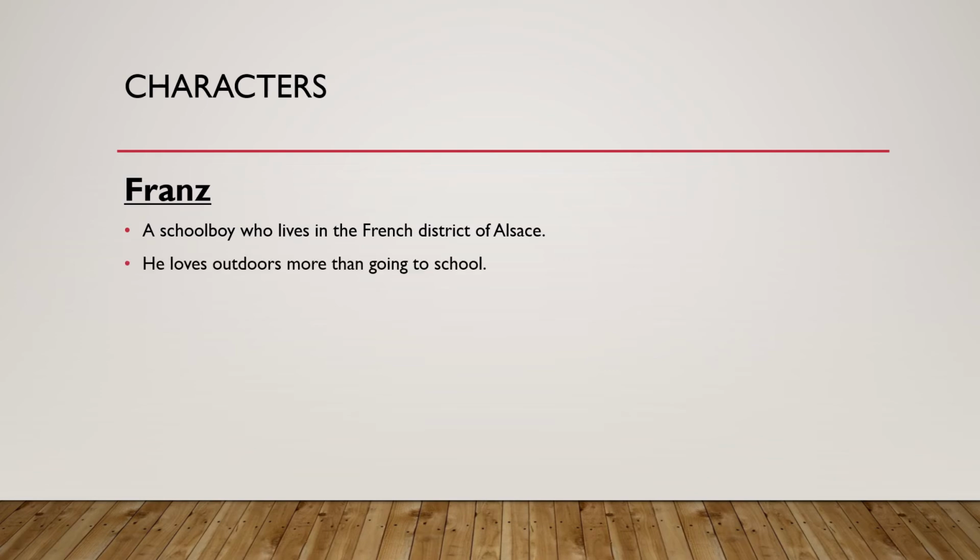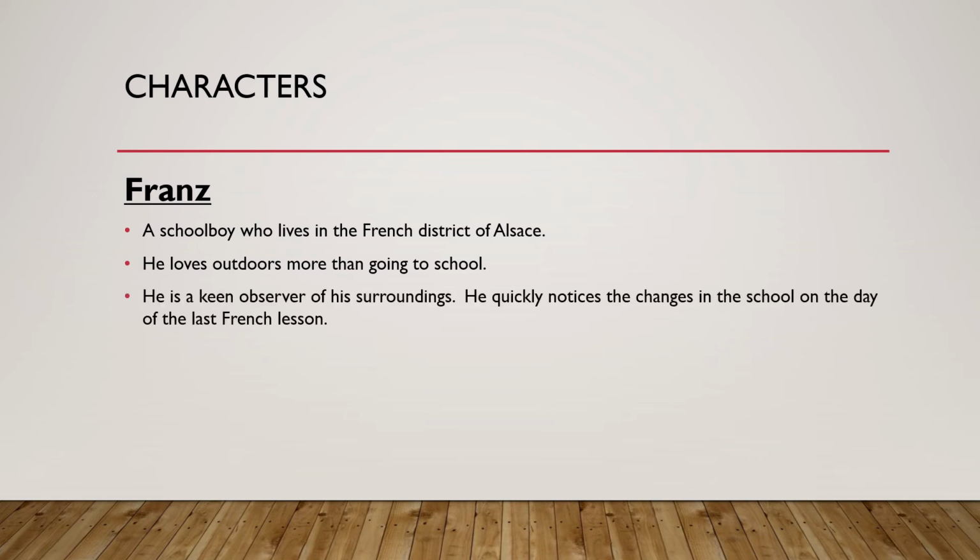Let's come now to the characters of the story. The first of them is Franz. Franz is the narrator of the story, the voice that tells us the events and the happenings. A schoolboy from Alsace, he would often bunk school and seek outdoor fun, so he loves the outdoors. A very good observer. We can see his power of observation at two instances. One, when he noticed that there was a crowd gathered around the bulletin board and the blacksmith was standing there along with his apprentice, and then when he very keenly noticed the changes in his school on the last day. He is a very empathetic and sensitive boy.